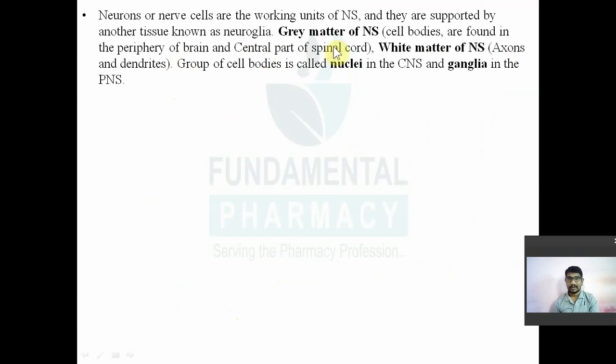Gray matter is nothing but the cell bodies. A collection of cell bodies will give gray matter, and they are found in the periphery of the brain and the central part of the spinal cord. Periphery of the brain means what? The peripheral part will have gray matter and the central part will have white matter. And the central part of the spinal cord means what? Here the periphery will have white matter and the central part will have gray matter.